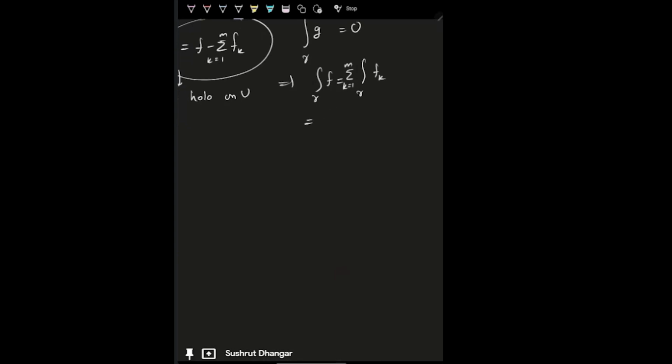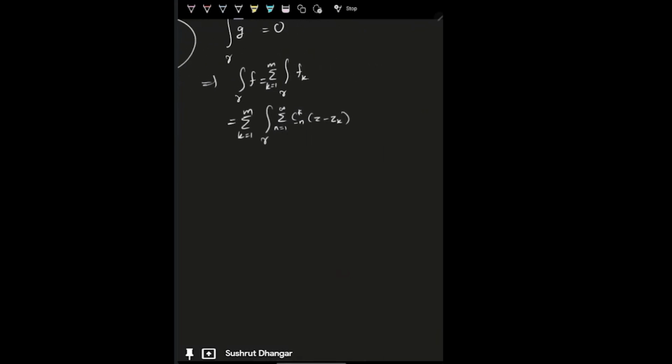Now, what we do is we write the expansion of f_k, which is nothing but the summation, n going from 1 to infinity, of c_{-n}^{(k)} (z - z_k) to the power of minus n. Now what we can do is, again, because of compactness of gamma, the points we are having here are just the points of gamma.